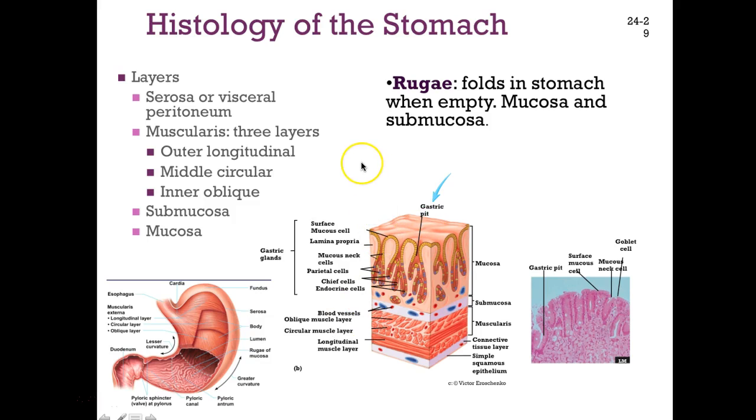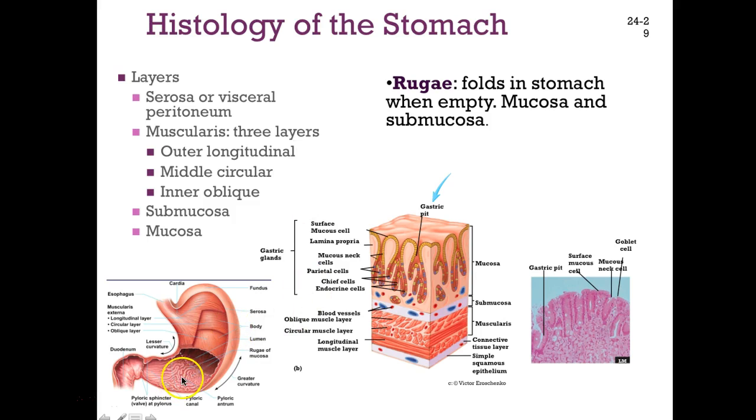So now some histology on the stomach. We are going to have those four layers we discussed: the mucosa, submucosa, muscularis externa, and serosa. Notice how our muscularis externa has three layers now. We have an inner oblique layer, so this means that the fibers are going in a diagonal. Then we have our circular layer as the middle layer and longitudinal as our outer layer.